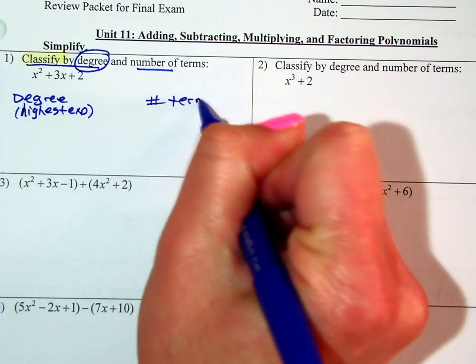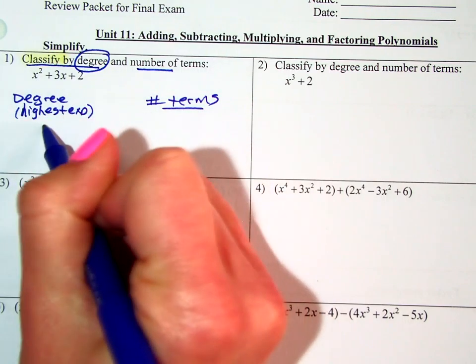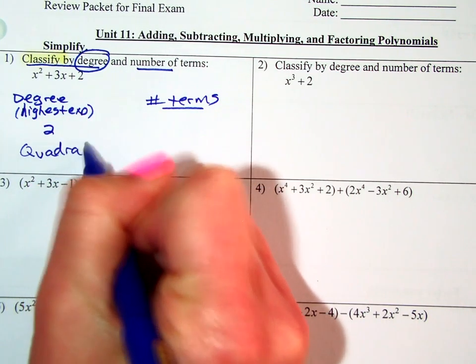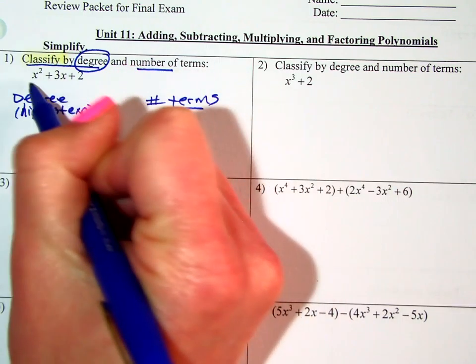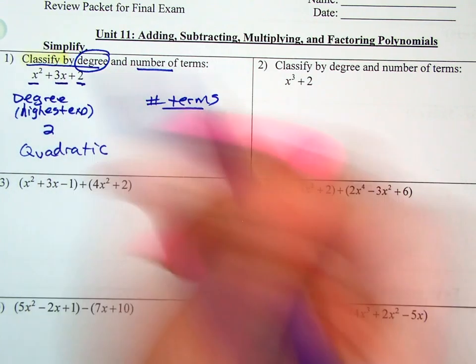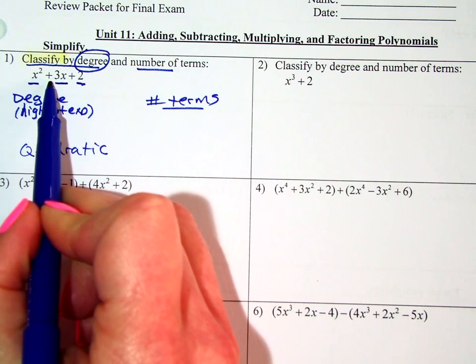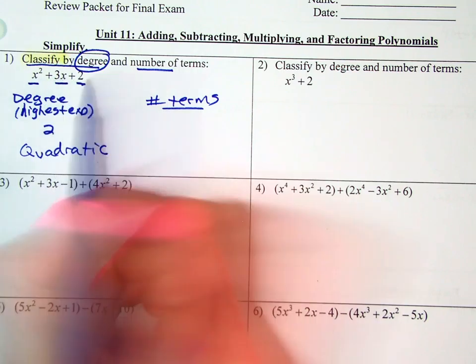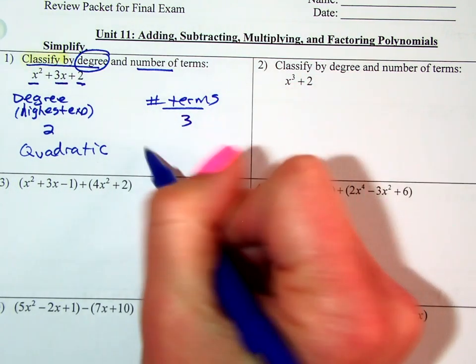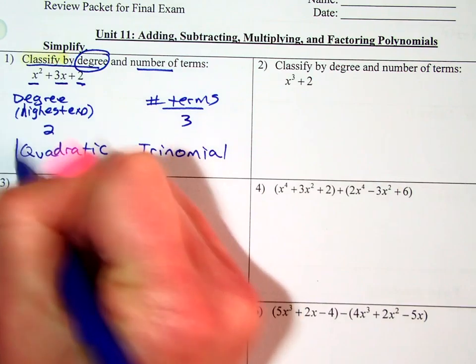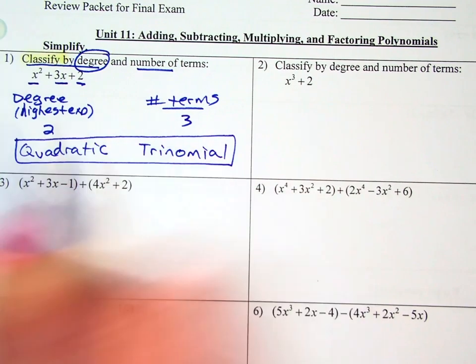So when I look at this, my highest exponent is 2, and a 2 would be a quadratic. Then when I look at the number of terms, there's 1, 2, 3, and I know that because addition and subtraction stop a term, so that's 1, it stops at addition, 2 stops at addition, 3, so there are 3 terms, which makes it a trinomial. So your final classification should be quadratic trinomial.